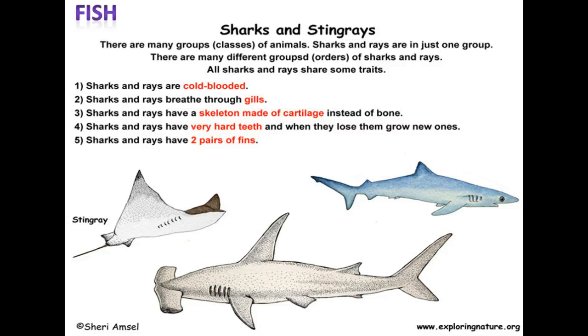Sharks and stingrays. Now, these are the cartilaginous fish. Sharks are cold-blooded, they have gills, a skeleton made of cartilage, very hard teeth, and two pair of fins. Regular fish are also cold-blooded, they have gills. They're non-cartilaginous. They have, of course, a skeleton.